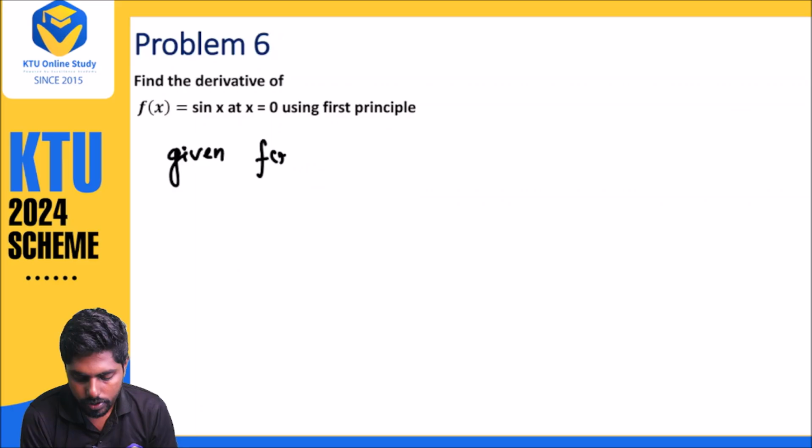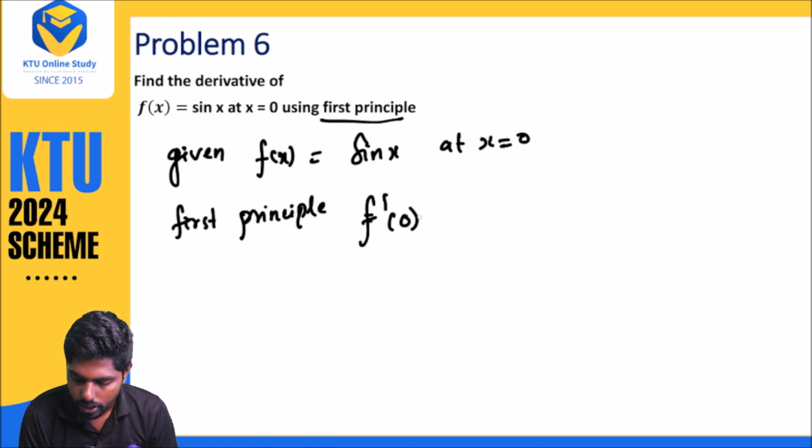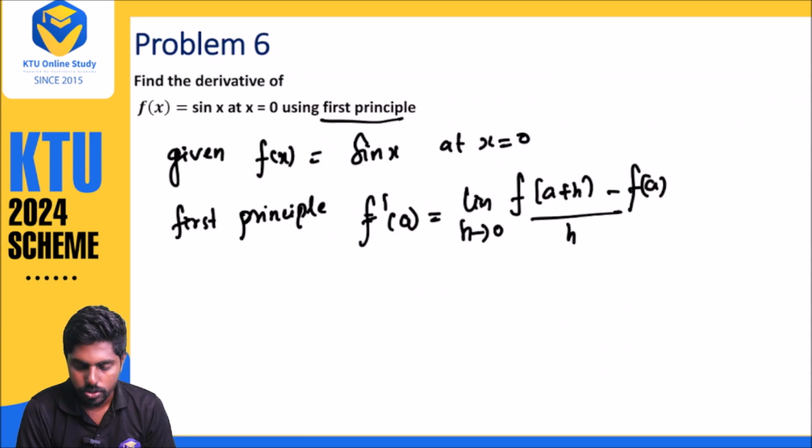Given f of x is equal to sin x at x is equal to 0. So we know using first principle, the formula is f dash of a is equal to limit h approaches 0, f of a plus h minus f of a, divided by h. So this is our formula.